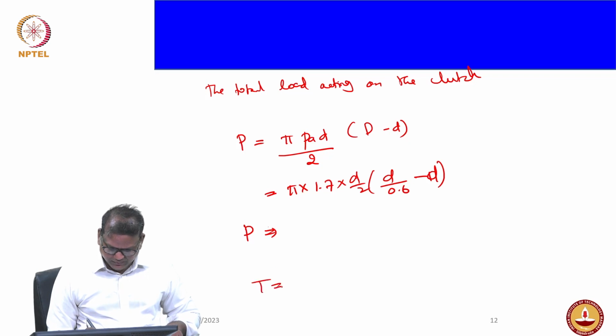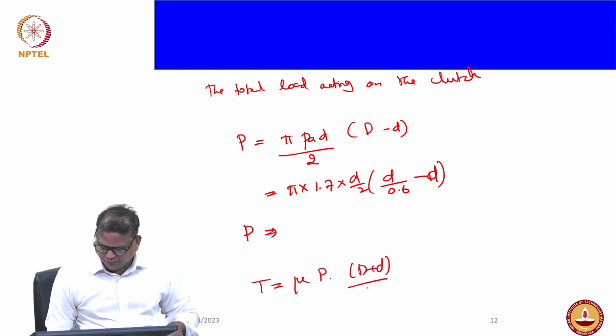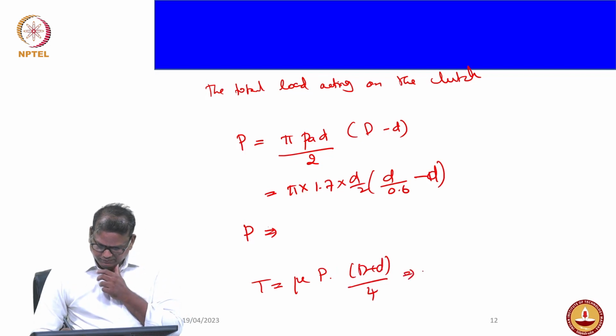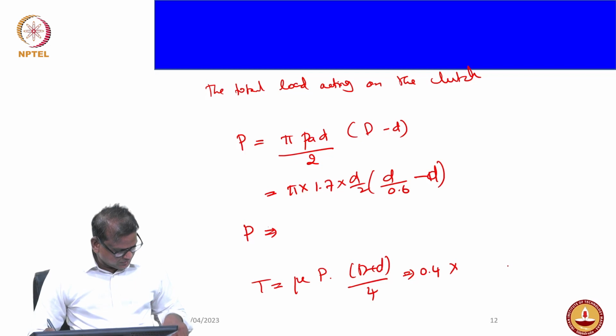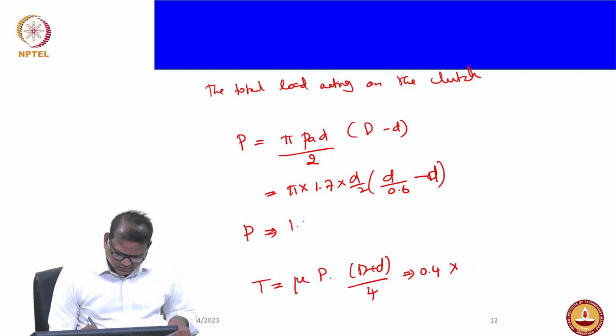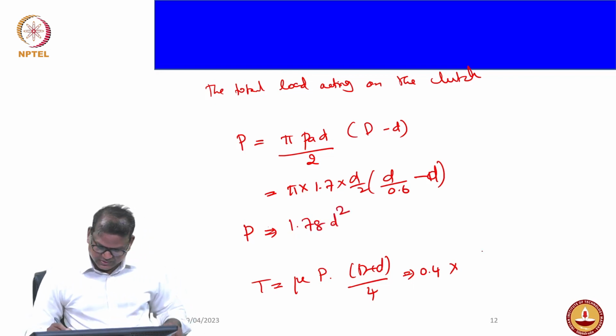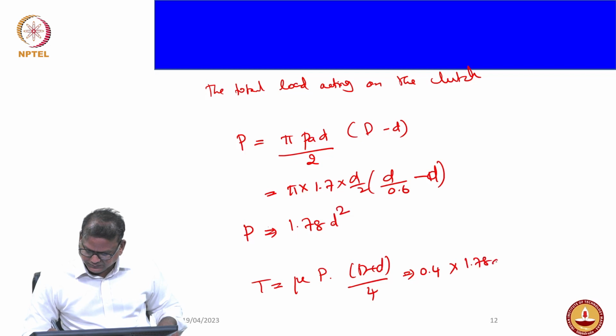And we know torque equal to mu P d by 4, right? So that's the way we wanted to substitute. And already we know that mu equal to 0.4, and we just wanted to know what the P value is. 1.7, okay, so much d square, right? Yeah, 1.78 d square.